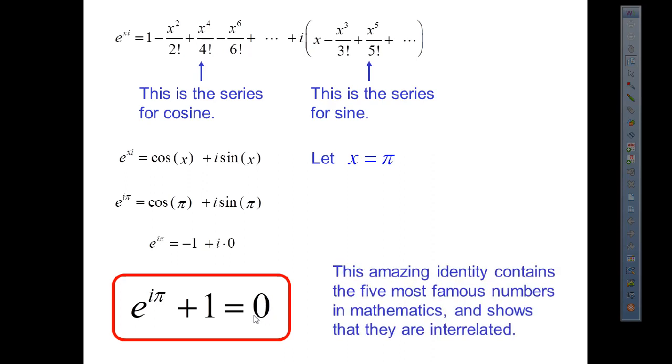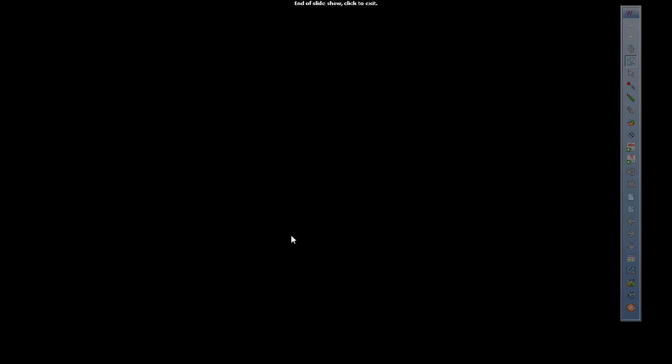This amazing identity contains the 5 most famous numbers in mathematics and shows that they're interrelated. They are e, i, pi, 1, and 0. All right, and that's all of this.